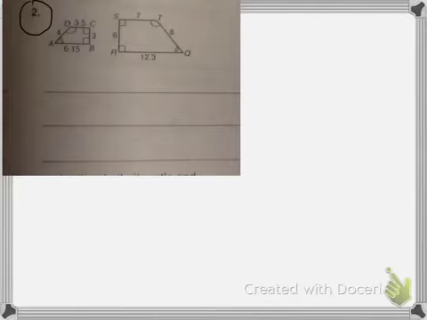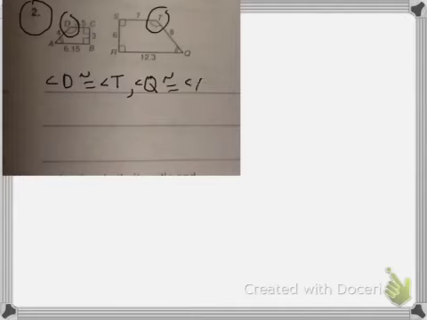Okay, example 2 is going to ask us, it's going to be given 2 shapes like this. And it's going to ask you to write or identify the pairs of congruent angles and congruent sides. So all you have to do is kind of play a matching game. If you look closely at this, you can see that the marking for D matches the marking for T. So we're going to write angle D congruent to angle T. The other angle that matches is Q and A. So angle Q congruent to angle A.